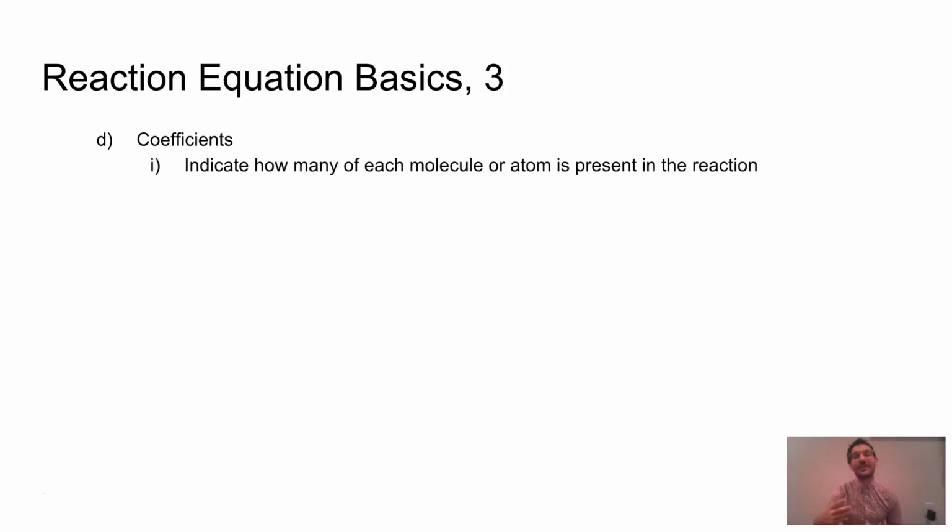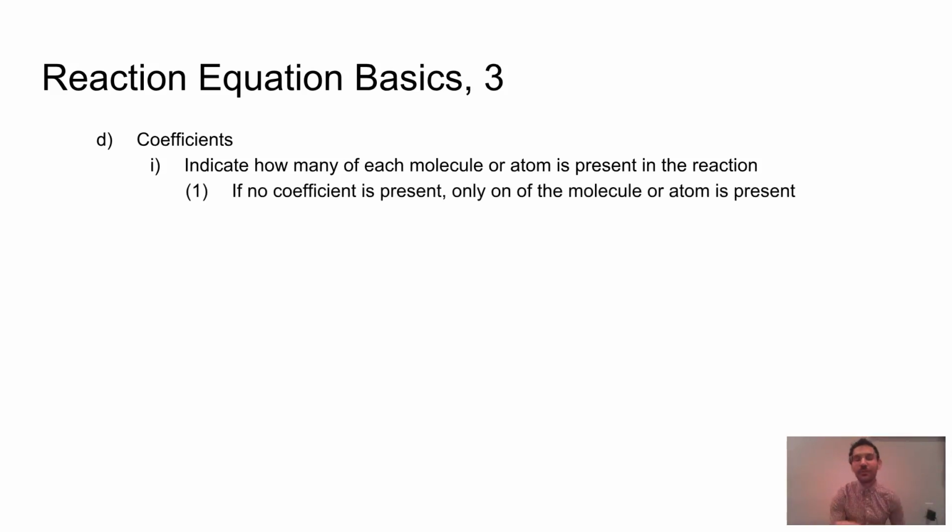So when we're looking at a reaction equation, coefficients are a thing that come up, and these indicate how much of each molecule or atom is present. Our subscripts give the formula for each molecule. Our coefficient tells us how many of that molecule we need for the reaction. If no coefficient is present in front of a molecule, we can assume that there's only one of them there.